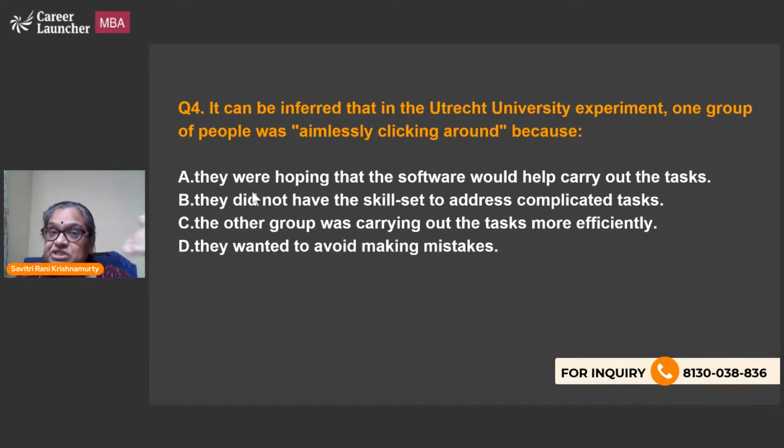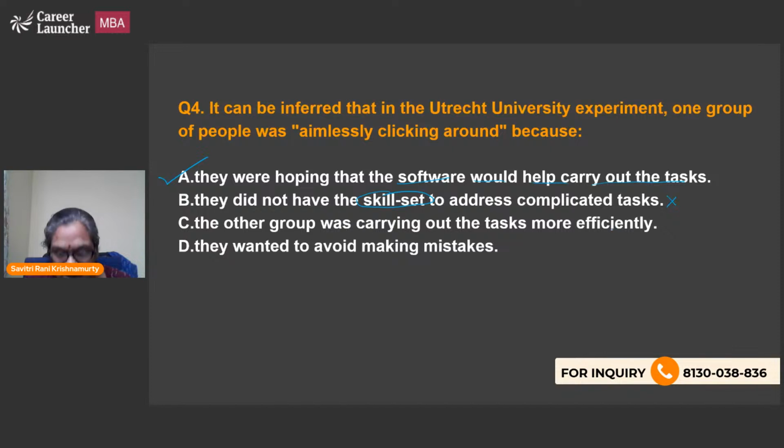When you use sophisticated software, it short-circuited their thinking and learning. So they're totally dependent. They were clicking around because they were hoping that the software would help them carry out the task. They were not willing to even think that they can think and solve the problem. Okay, we don't know what skill set they had. They were just given a very sophisticated software to work on. The other group was carrying out the task more efficiently.